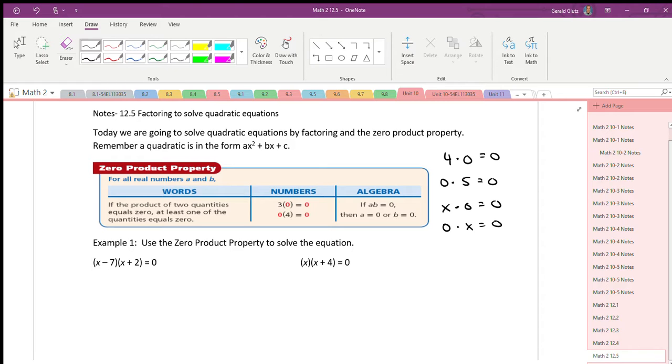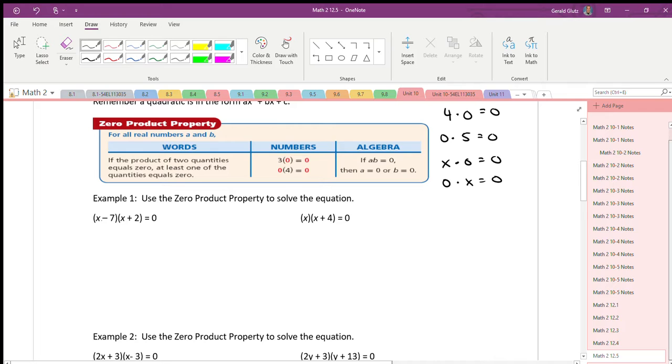So if I move on to example 1, I'm multiplying x minus 7 times x plus 2. If I want that to equal 0, if I make this equal 0, 0 times x plus 2 will be 0, because it doesn't matter what x plus 2 is. I'm multiplying it times 0, so it's going to be 0. Or if I make x plus 2 equal to 0, then this whole thing is going to equal 0, because 0 times whatever x minus 7 is going to be, it's always going to be 0.